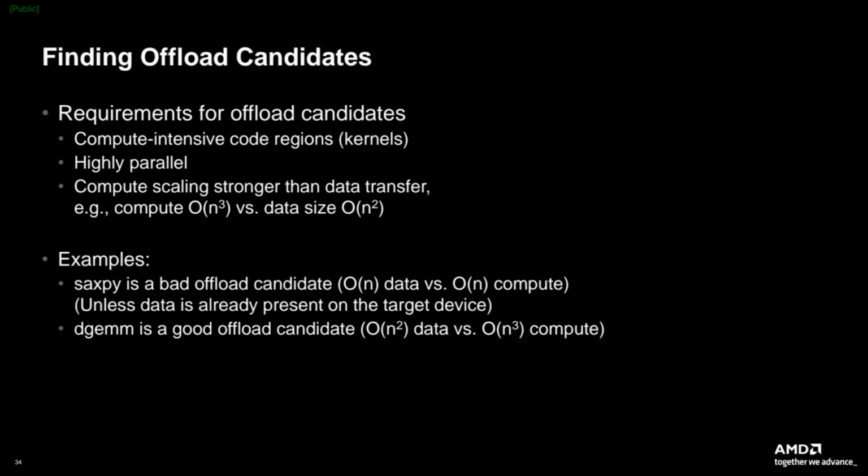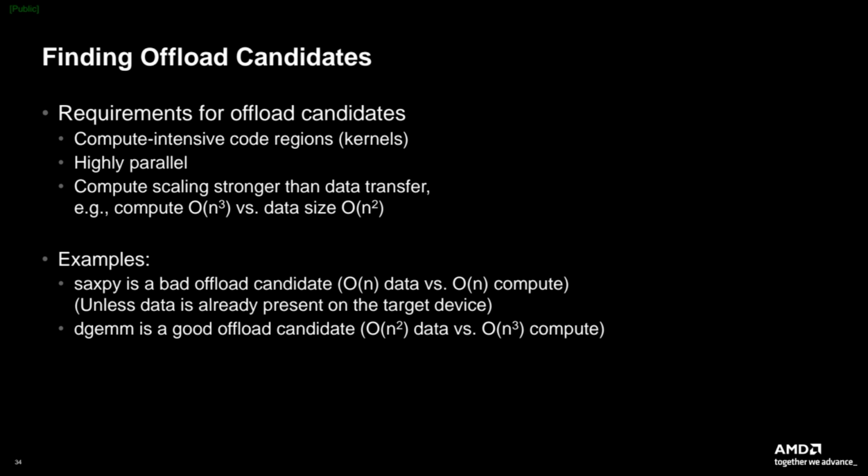And so whenever my team was helping the developers port the code, they had to first find offload candidates. The offload candidates are going to be regions of the code that are compute intensive, things that might port well to the GPU, things that are highly parallel. The compute scaling is stronger than the data transfer, so we can think compute is O of n cubed versus data, where the data size might be O of n squared.